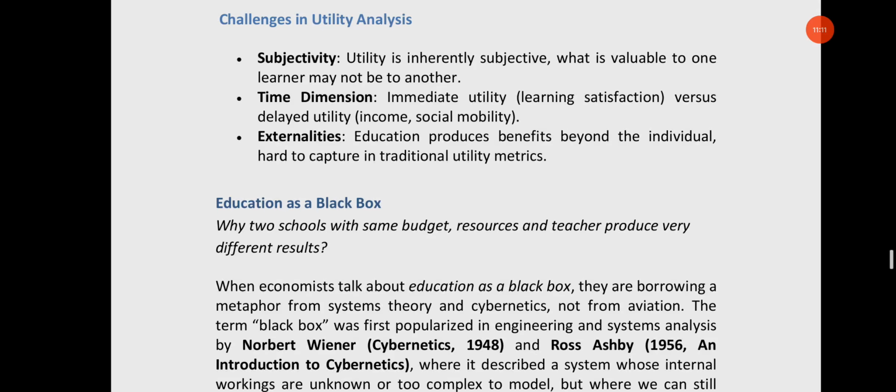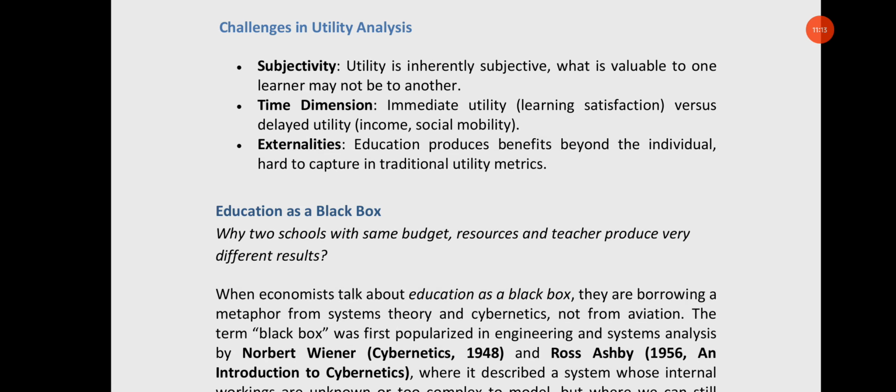Challenges in utility analysis. Subjectivity. Utility is inherently subjective. What is valuable to one learner may not be to another. Time dimension. Immediate utility, learning satisfaction, versus delayed utility, income, social mobility. Externalities. Education produces benefits beyond the individual, hard to capture in traditional utility metrics.